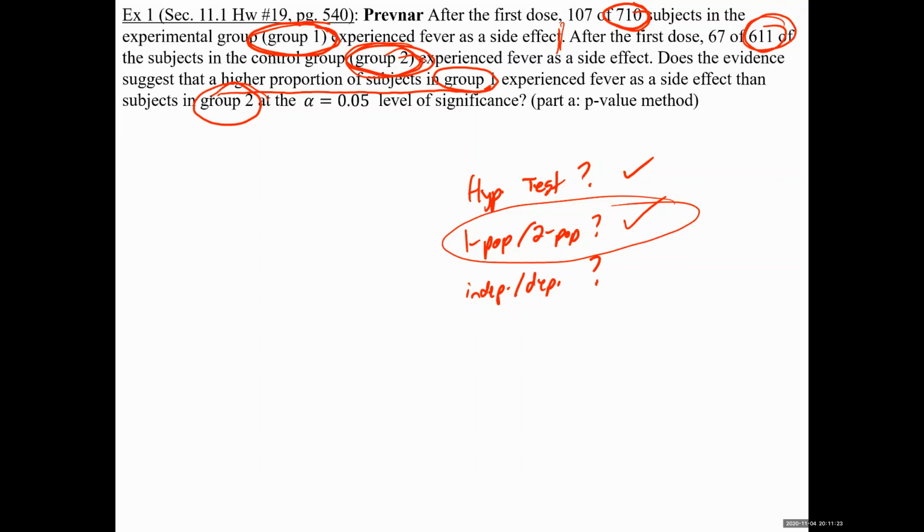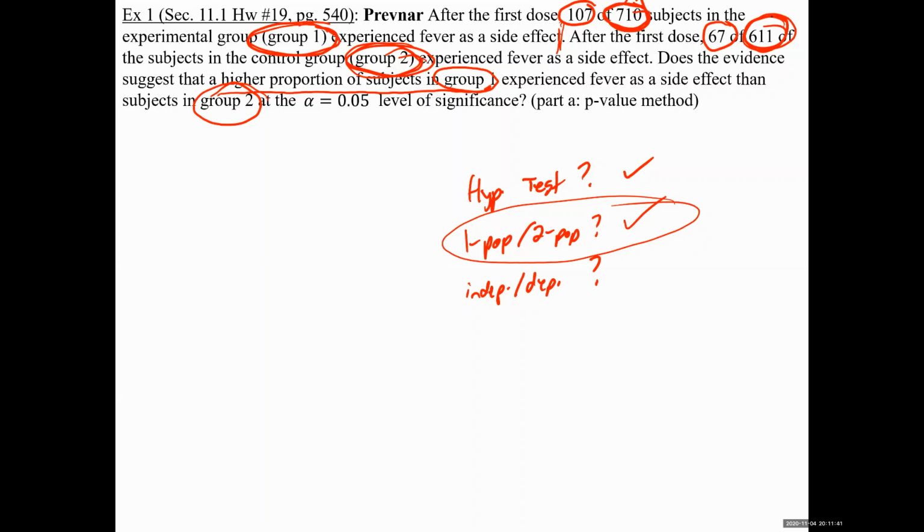We can calculate the percentage of people that got a fever in group 1. It's 107 divided by 710, which is P1 hat. And then you can calculate P2 hat, the percentage of people who got a fever in group 2, that's 67 over 611. And I could just see, is the first one bigger than the second one? But that's not what they want to know.